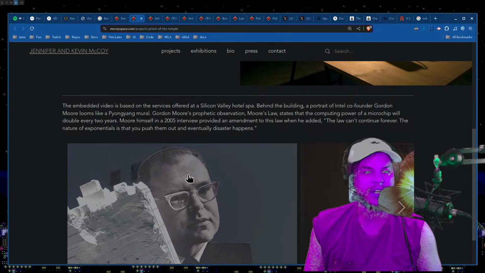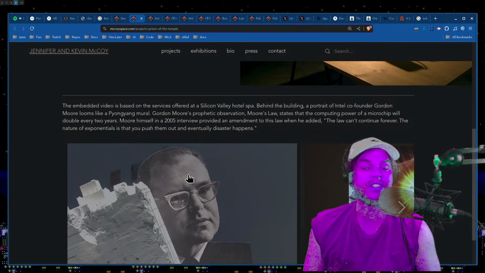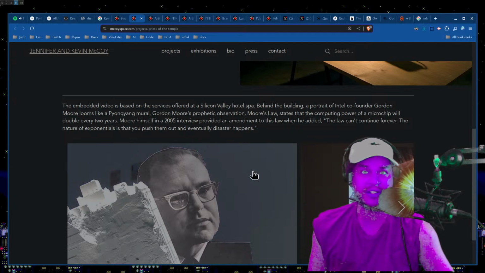Gordon Moore, prophetic observation. Moore's law states the computing power of the microchip will double every 2 years. Moore himself, in a 2005 interview, provided an amendment to the law which says the law cannot continue forever. The nature of exponentials is that you push them out eventually, and eventually disaster happens. Yeah, dude, Moore's law, when people are like, Moore's law is dying. Oh my God.